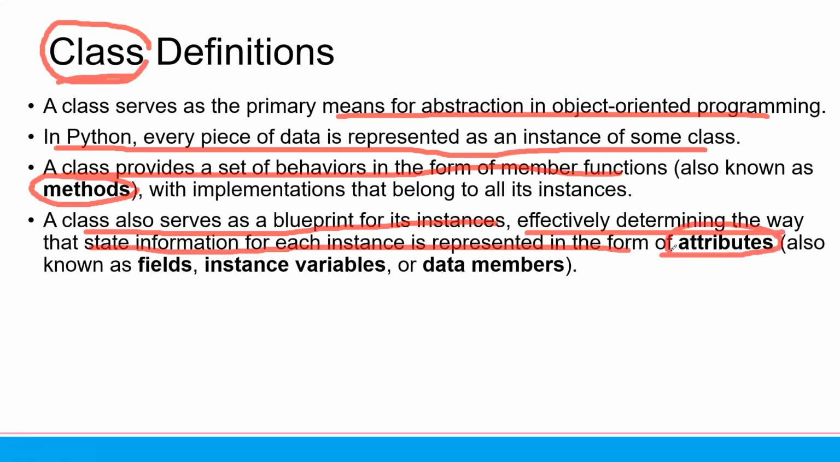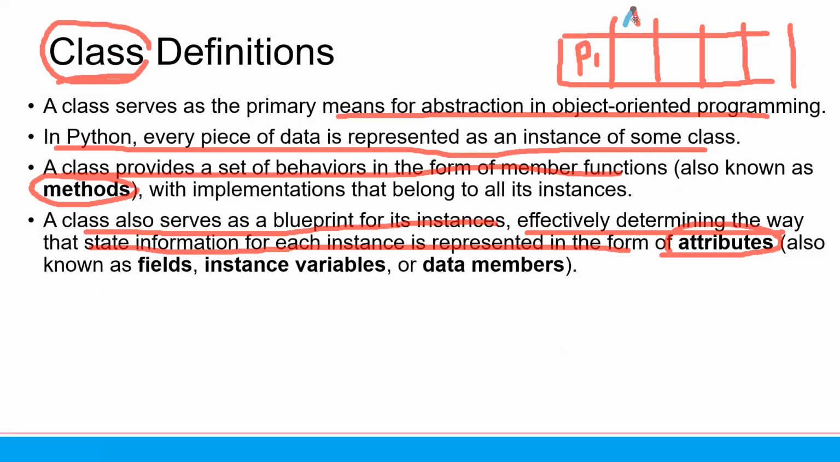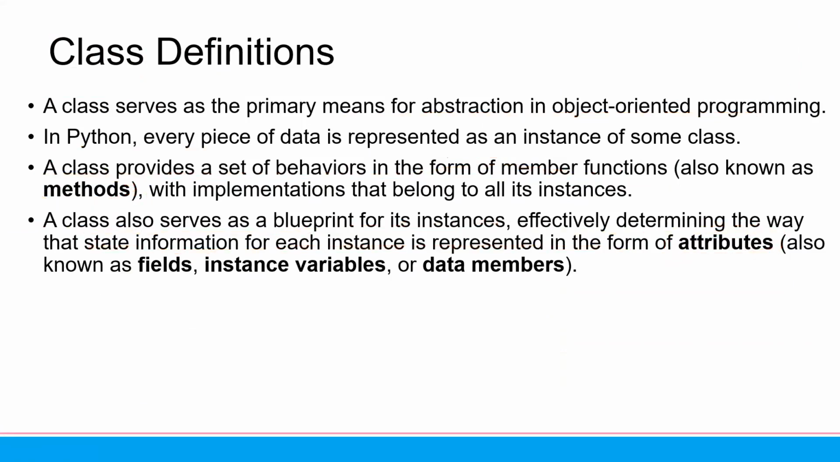If you learn about data mining, we have P1. This is one object. And then we will have the attributes. Attribute 1, for example, the name. Attribute 2, for example, the ID. Attribute 3, and so on. Sometimes attributes are referred to as fields, instance variables, or data members.